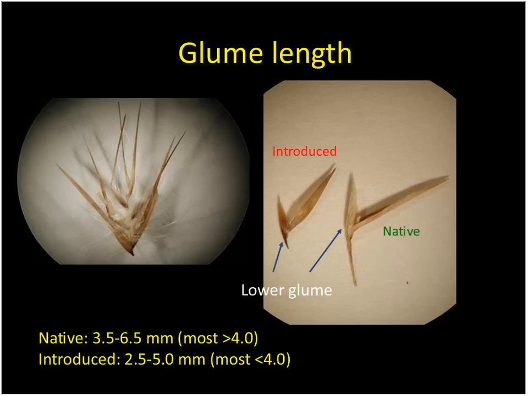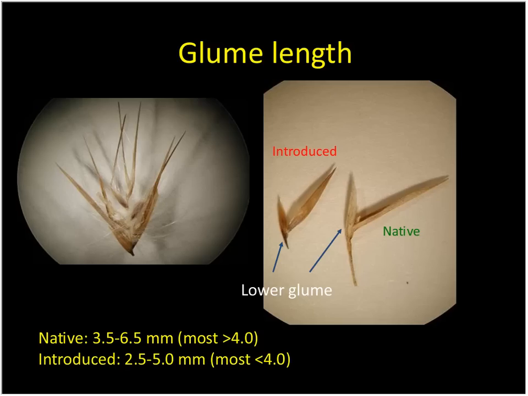Moving on, the next character I like to look at are the glume lengths. For this, you need an inflorescence. It can be an old one from previous years, or it can be a new one. So the glumes are found at the base of where you find the fluffy seeds in the Phragmites panicle.